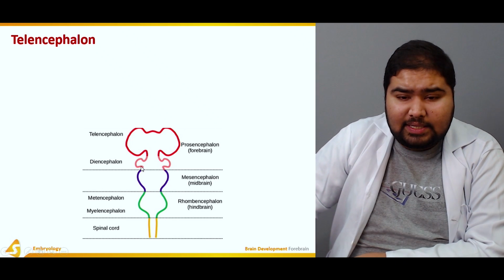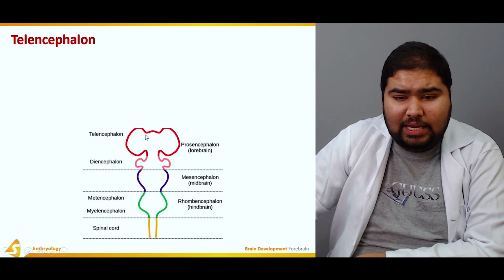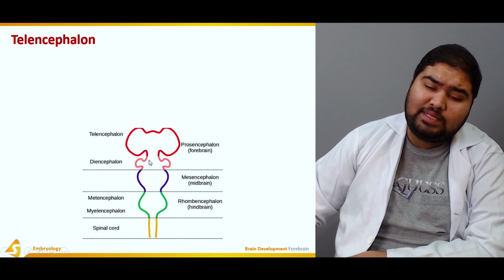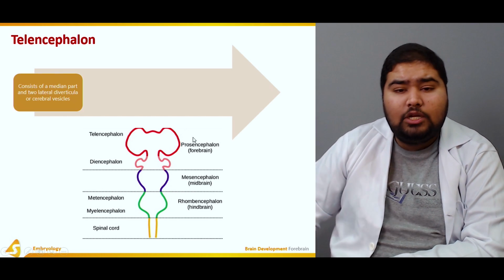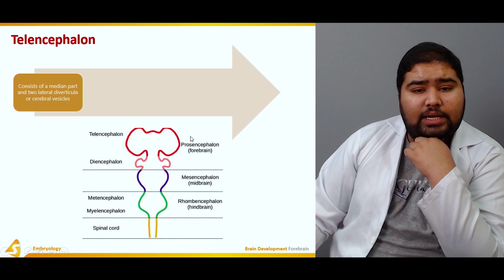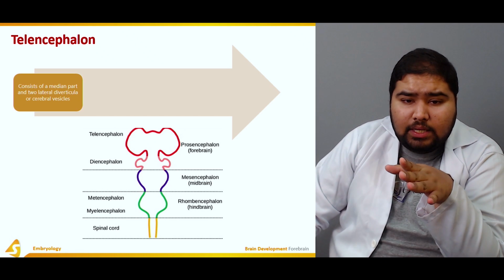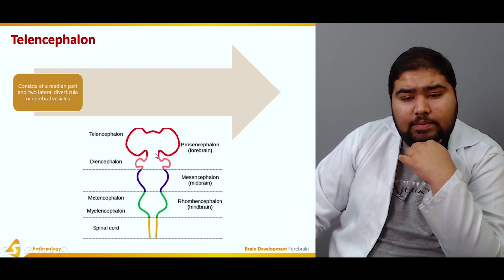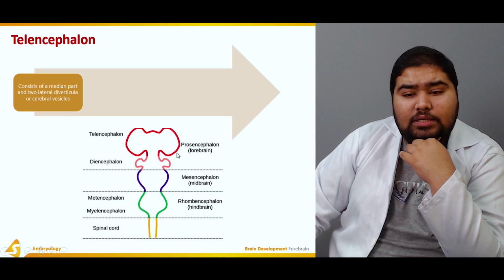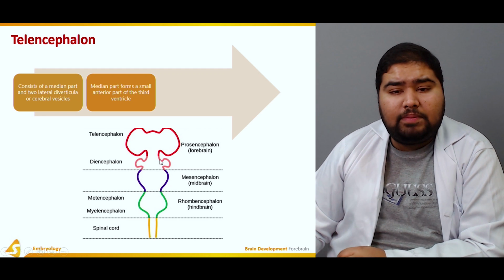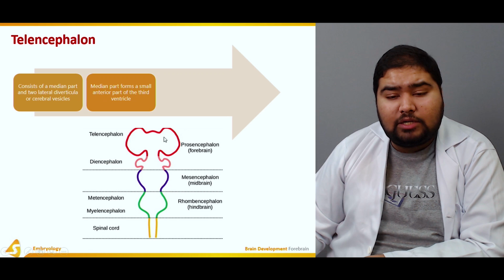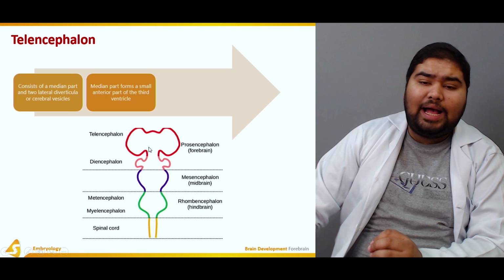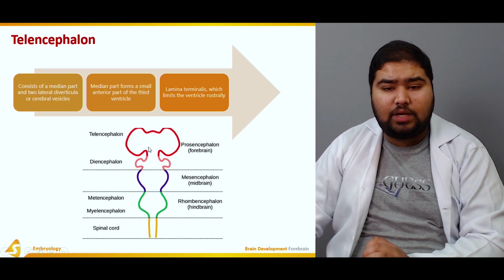So the figure, this is diencephalon, this is telencephalon. These are the two parts of the prosencephalon. These are the secondary brain vesicles, these are the primary brain vesicles. So now the telencephalon consists of a median part and two lateral diverticula or the cerebral vesicles. So this is the median part and these are the two lateral diverticula. Now the median part forms a small anterior part of the third ventricle. Now this median part contributes to the anterior part of the third ventricle.